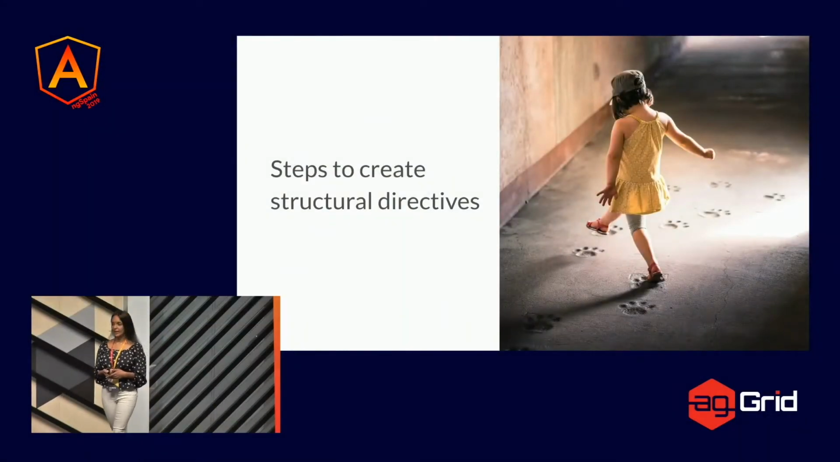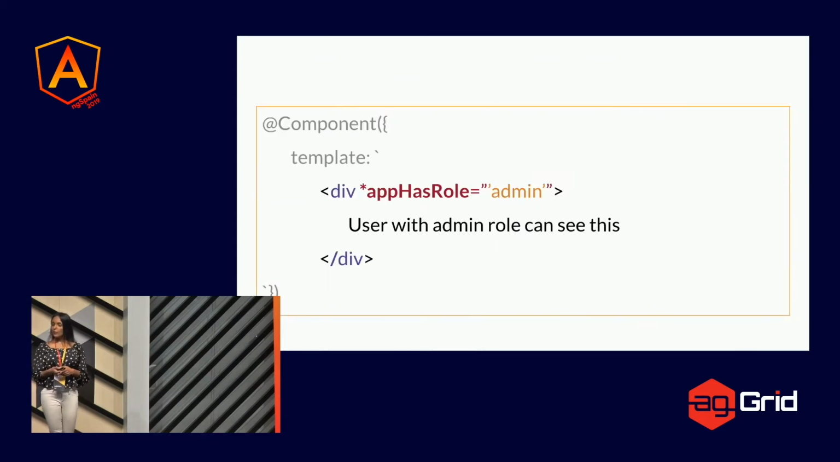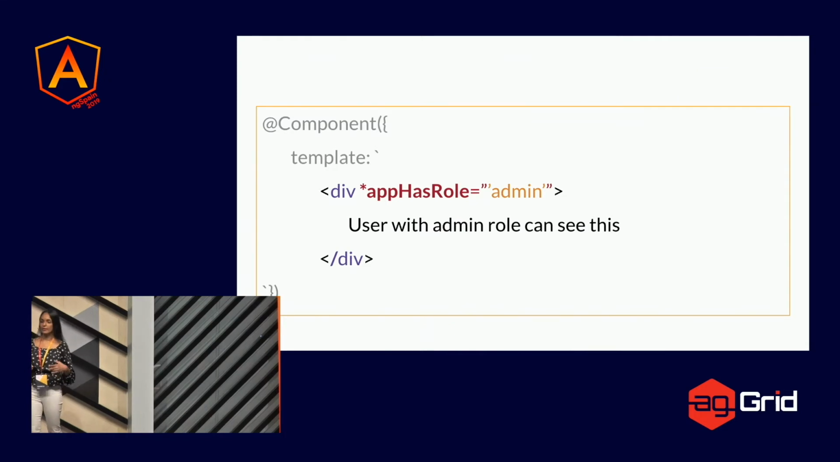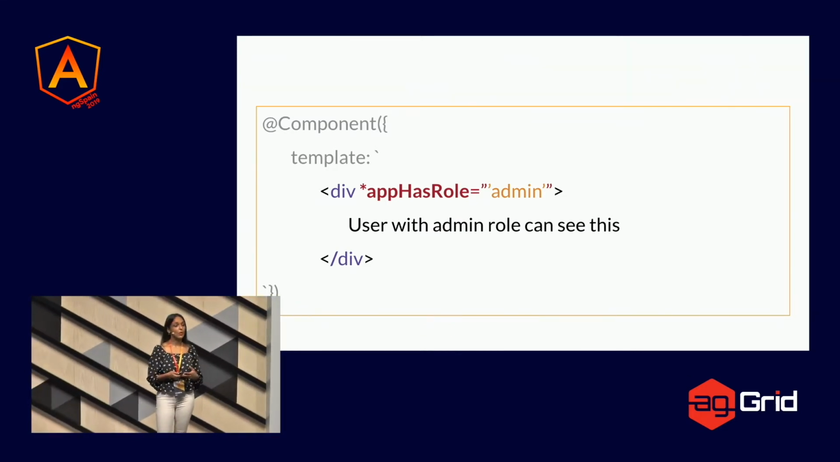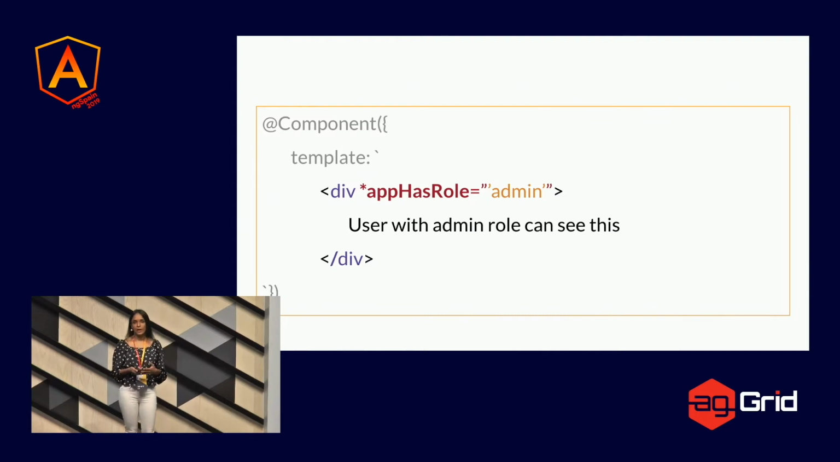So let's have a look at the steps to create structural directives. We'll try and follow an example of a custom structural directive that we might create for ourselves. So let's say, oftentimes you might have components which have part of a view that you want the user only to see if they have a specific role. So we can create a custom directive, perhaps called hasRoles, for that.